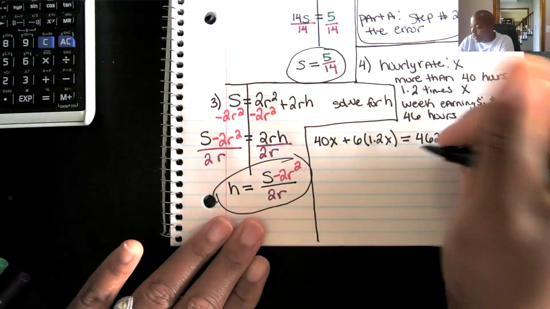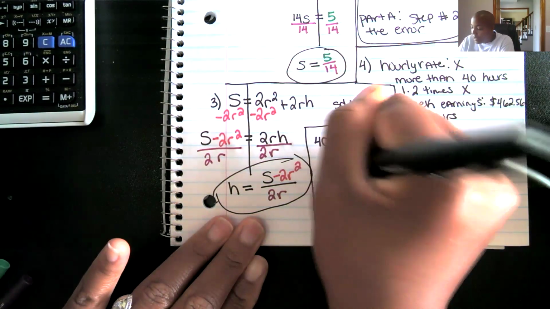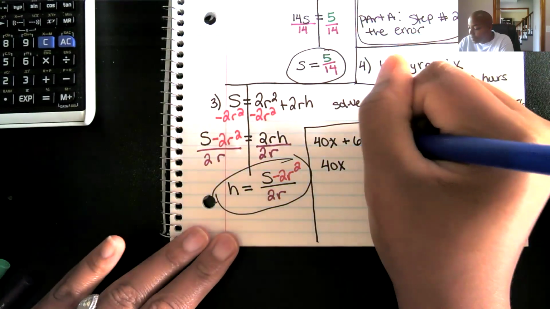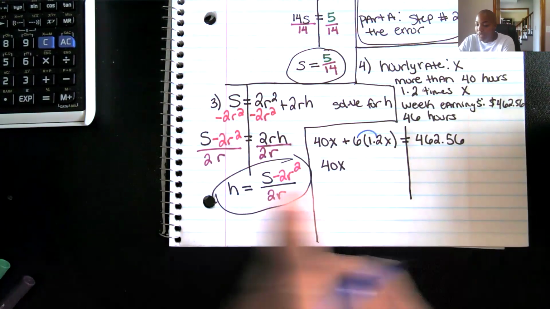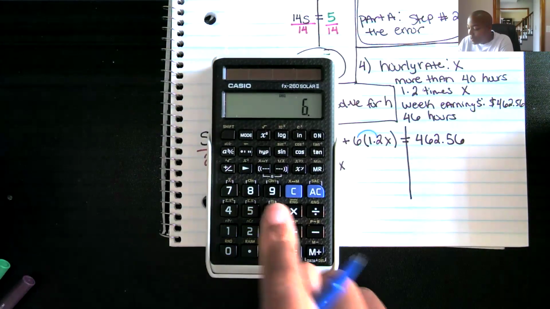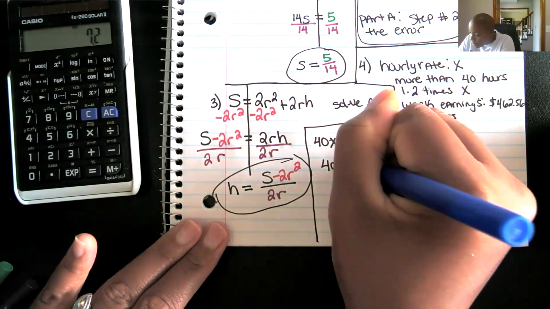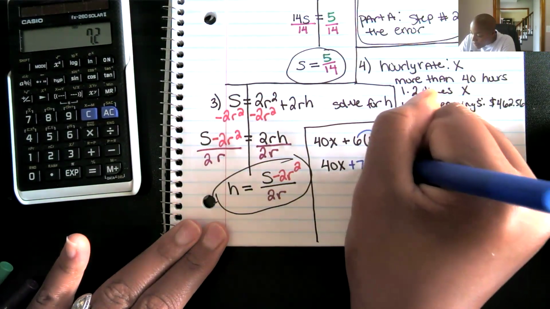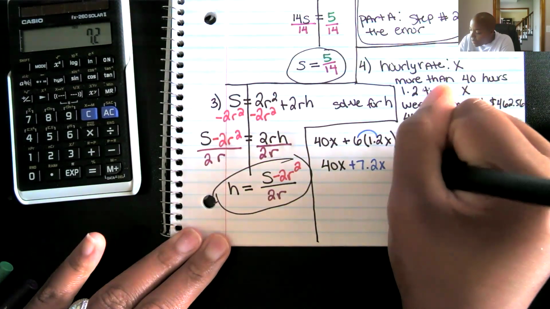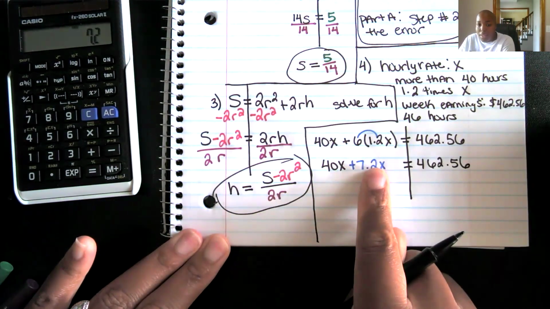All right, 40X doesn't change. We're going to draw our line again. We're going to distribute that 6 to everything inside the parenthesis. So 6 times 1.2. Need my calculator for this one. 7.2. And that equals 462.56. These two are like terms.